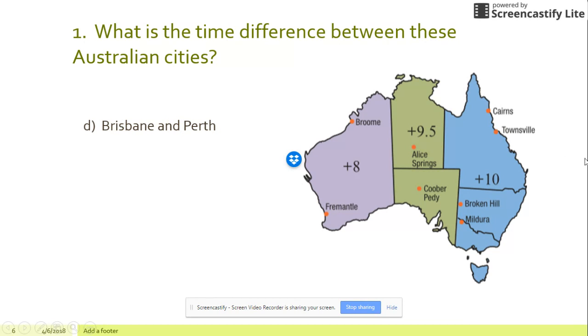Brisbane and Perth. Okay, so we've got Brisbane, and then we've got Perth. You tell me, how many hours there? You write it down. E, Darwin and Hobart. So Darwin's up here at that. Hobart's over here at that. What's the time difference?